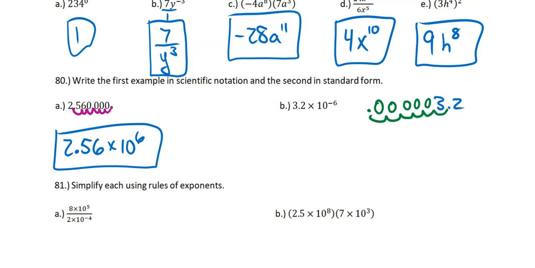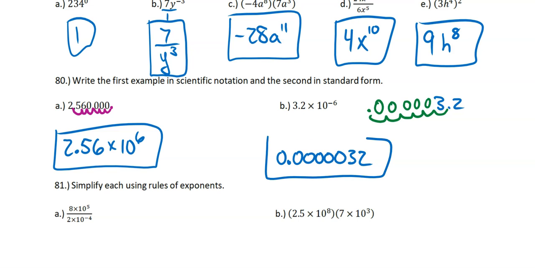And then my decimal point goes here. And so if I clean this up a little bit, I've got point, looks like I had 5 zeros, and then the 3, and then the 2. And that's this thing written in standard form, okay? So remember, negatives always give me really small decimals, and that should help tell us which way to move. Positives always give me really big values. That should tell me which way to move, okay?